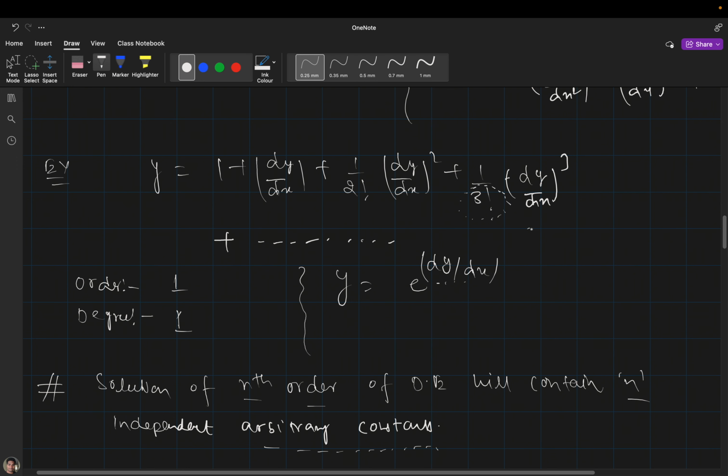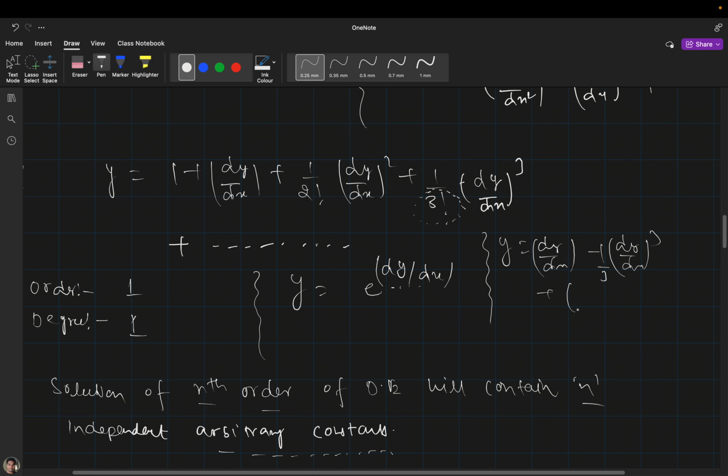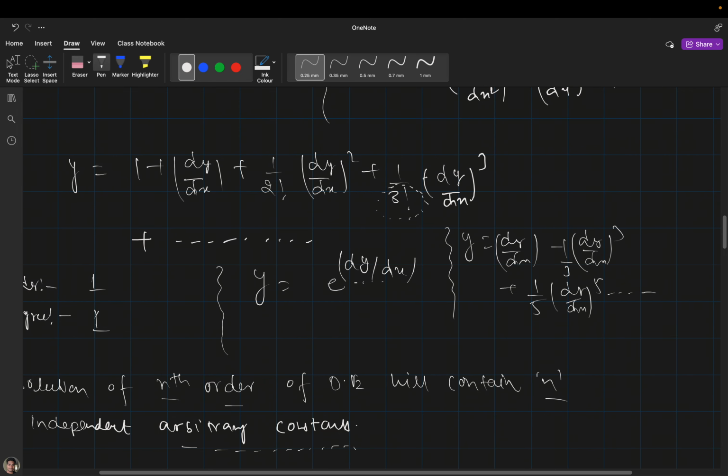You can also see that if you have some equation like this, y equal to dy by dx minus (dy by dx) by 3, plus 1 by 5 (dy by dx) raised to the power 5, something like this. This is nothing but the Taylor expansion of ln x. Then you can clearly write it as y equal to ln dy by dx. Now if someone asks what is the degree and order of this differential equation, the answer is 1, 1.